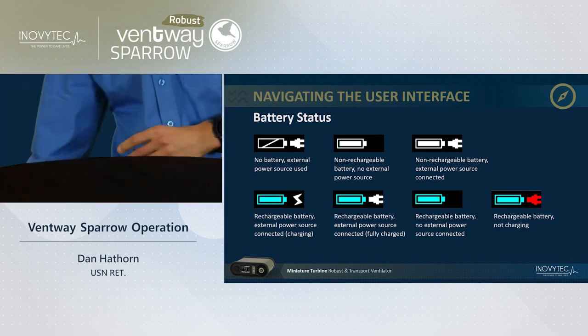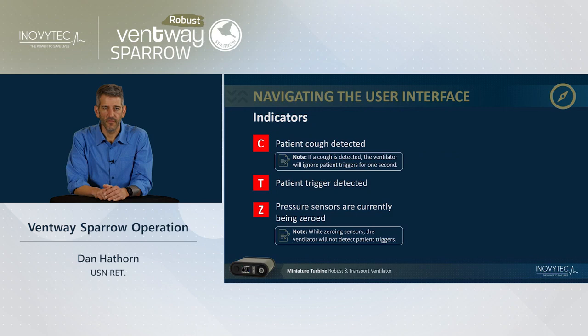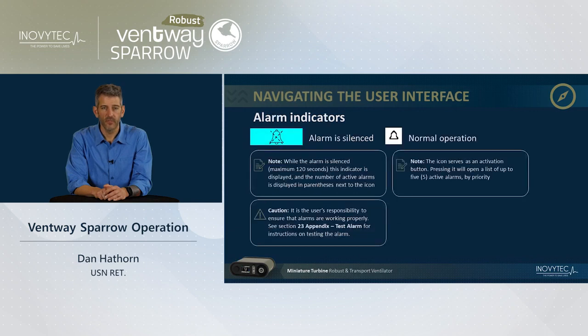These are all of your battery status symbols, indicators to be aware of. A patient cough is detected. Keep in mind, if a cough is detected, the ventilator will ignore the patient triggers for 1 second. T, a patient trigger is detected. Or Z, pressure sensors are currently being zeroed. Here are some alarm indicators and icons that you will see on the display screen.